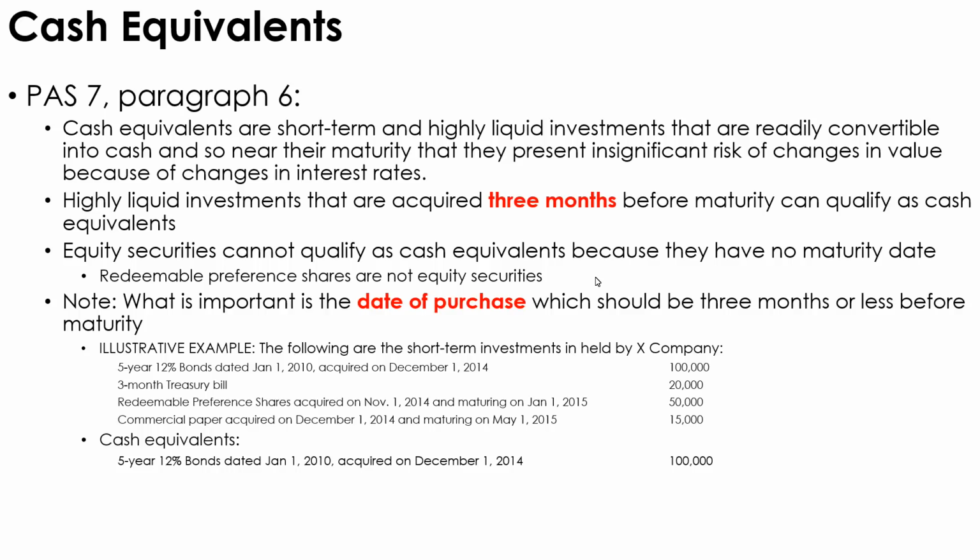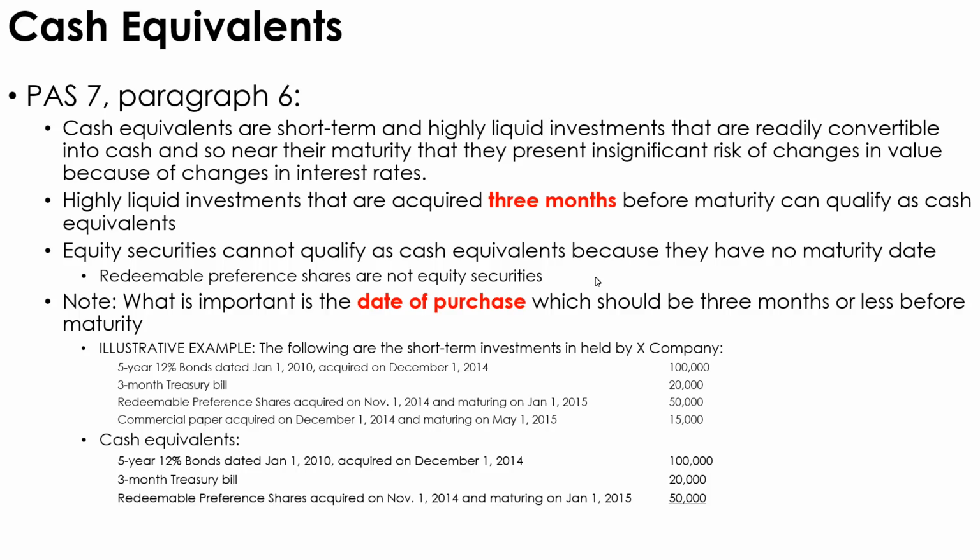Okay? 3-month treasury bill, nandun na, 3 month, and it is a treasury bill, so that is considered as cash equivalent. Redeemable preference shares acquired on November 1, 2014 and maturing on January 1, 2015. Redeemable preference shares, they are not equity securities, so they can be qualified as cash equivalent. So titignan mo lang if it is 3 months, November 1, 2014, 1 month, December 1, 2014 and January 1, 2015. So 2 months yung maturity niya, that is classified as a cash equivalent.